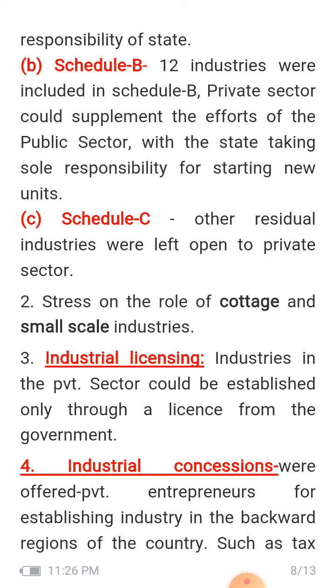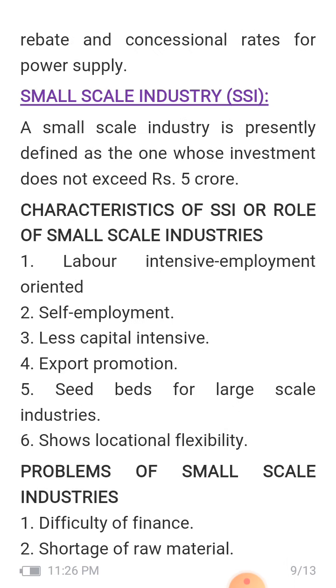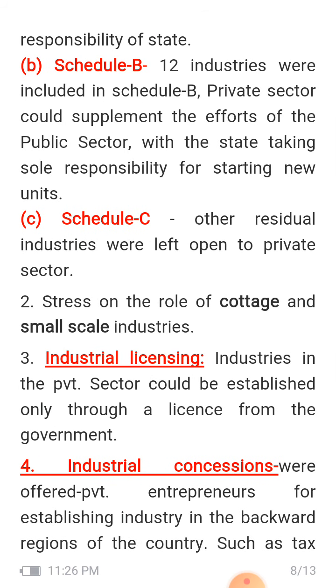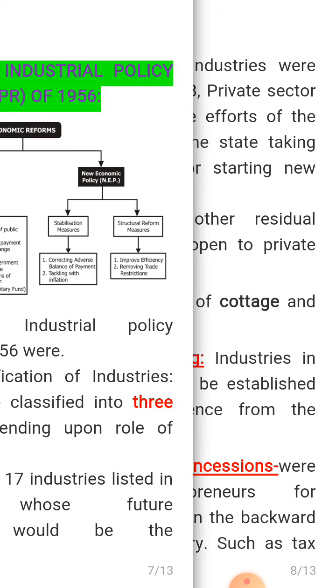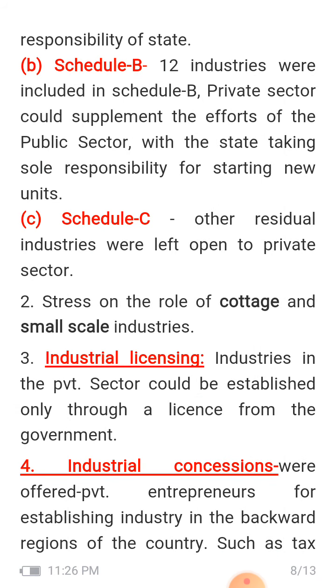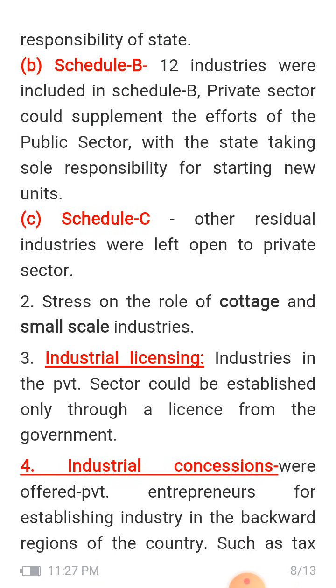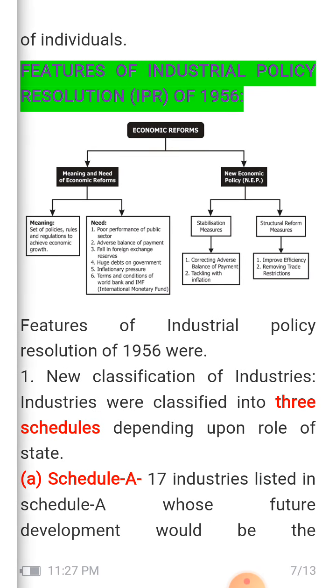And industrial concessions were offered to private entrepreneurs for establishing industry in backward regions of the country, such as tax rebate and concessional rate for power supply for the private sector. So these are open for private industry too, right? So we understand in this chapter the features of the Industrial Policy Resolution, IPR 1956, right?